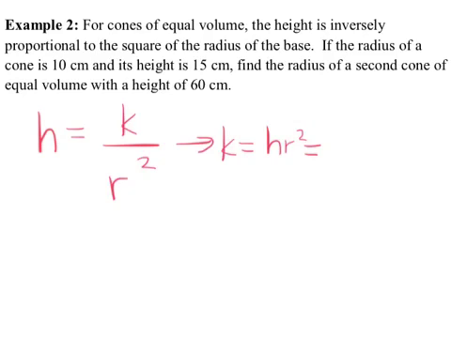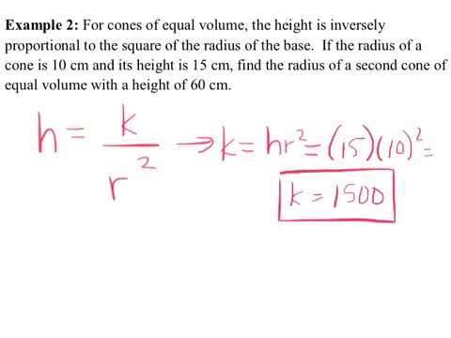Now, if we plug in, let's go ahead and do so. We plug in 15 for h, we plug in 10 for r, giving us 15 times 100, or 1500, for the k value here. So k turns out to be 1500.